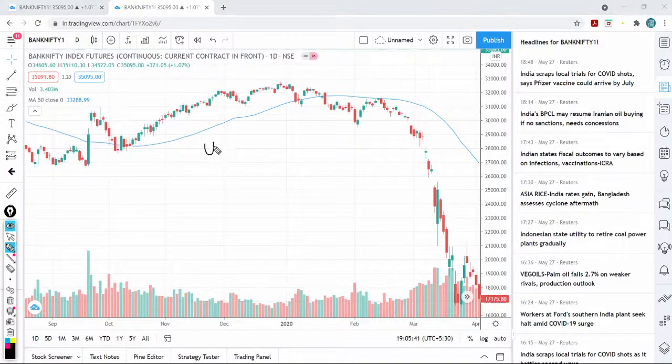Why are we looking at trend, understanding trend? Because if the trend is up, I will make sure to focus more on planning my buy side trade. If the trend is down, I will focus more on planning a sell side or a short side trade.